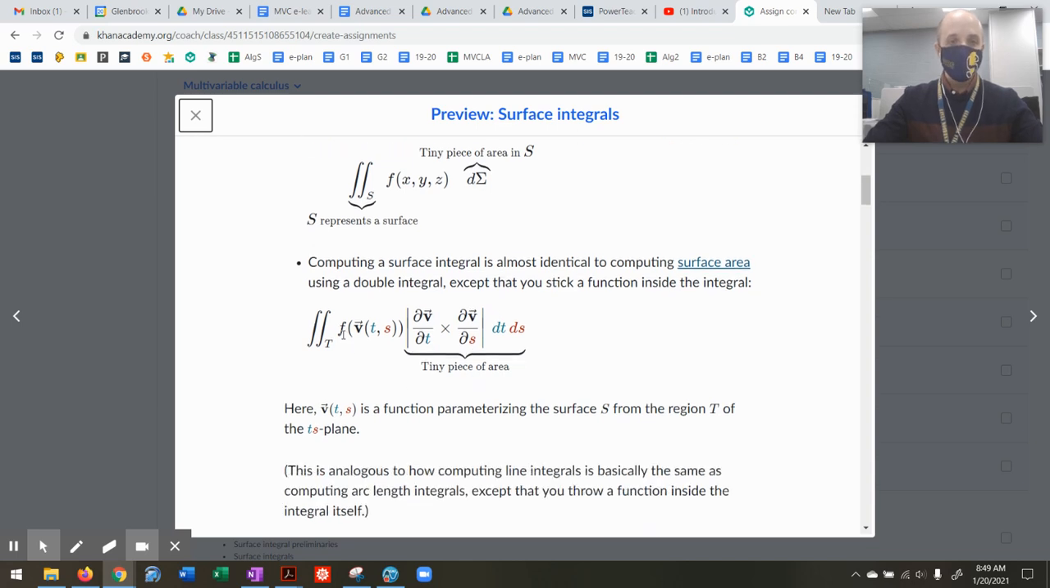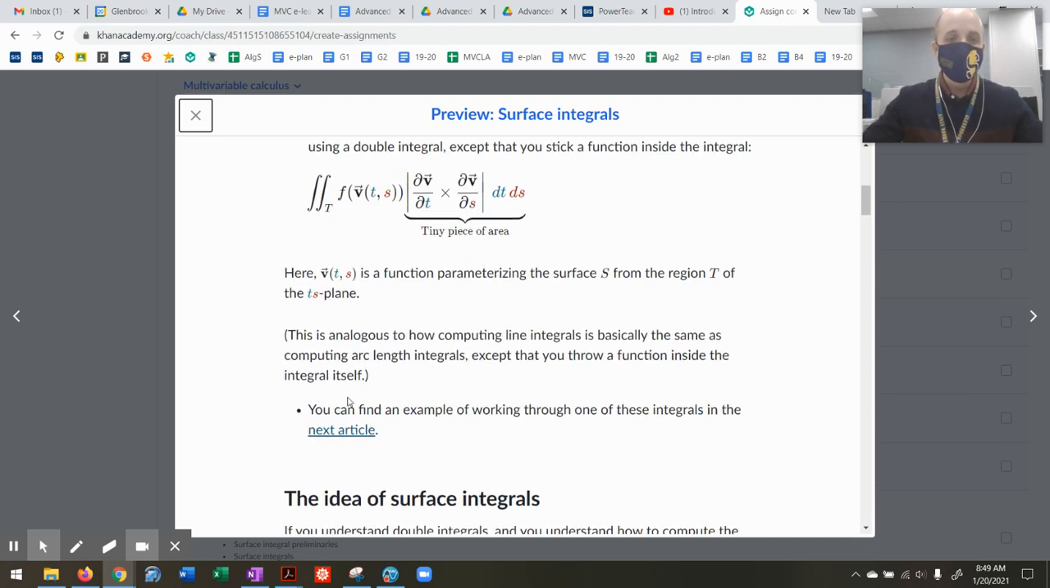So f will need to be turned into u's and v's. Here he has s's and t's, but we use u's and v's. And then the d capital S needs to be turned into u's and v's as well, which is done by taking the magnitude of the cross product of the tangent vectors, and then we're able to integrate with respect to u and v. Don't worry so much about that notation. I don't love it. I'll show you my version of it soon.